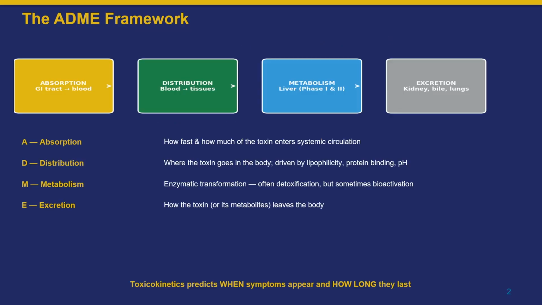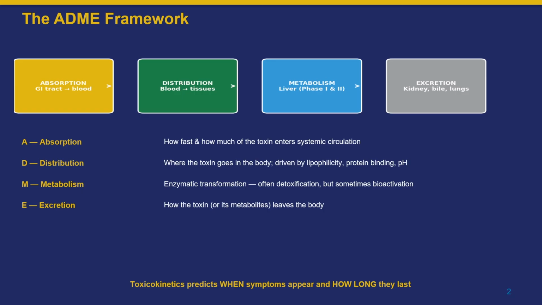Let's dig in. ADME is the backbone of toxicokinetics. Let's define each term. Absorption. This is how the toxin gets from the exposure site into the bloodstream. The rate and extent of absorption are critical. A toxin stuck in the GI tract can still be decontaminated. One that's already absorbed cannot. This is why the window for inducing emesis or giving activated charcoal is time sensitive.